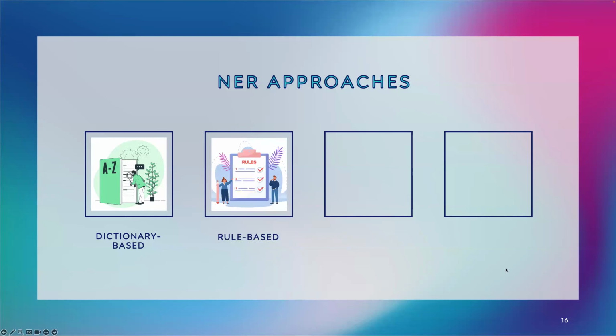Then the second approach is the rule-based method. This employs a predefined set of rules for information extraction. And these rules are based on patterns and context. So the pattern-based rules focus on the morphological structures of the words, while the context-based rules take into account the surrounding words within the text that is provided.